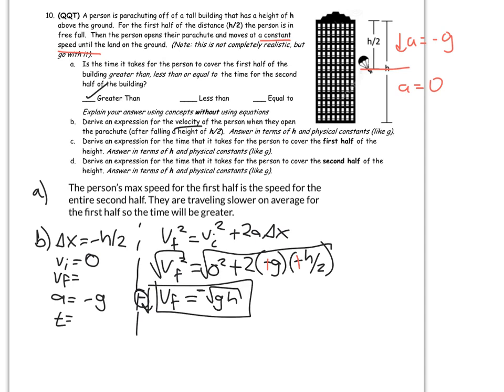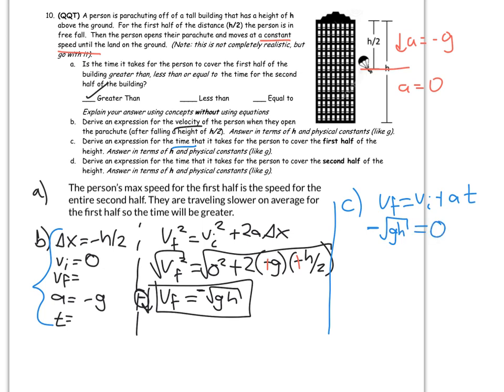All right, for our next question here, we're now going to find the time it takes to go that distance. And so we're going to use the same setup here that we have already, but now we're just going to be thinking about time. And so I'm going to use the VF equation, VF equals VI plus AT. I know my final velocity is this negative root GH, and that's equal to 0 minus GT. And so when I go ahead and solve for t, I divide by g, and what I'm left with is the square root of GH over G. That's one possible option for our time.